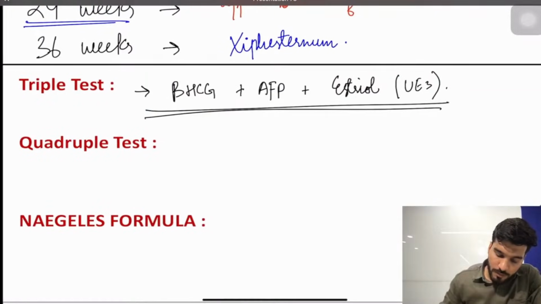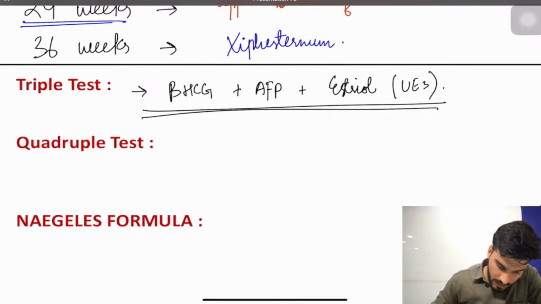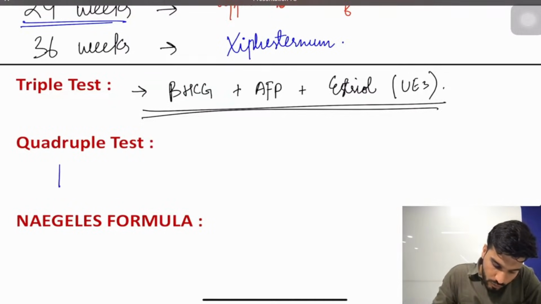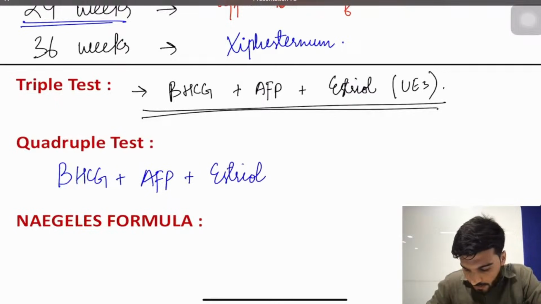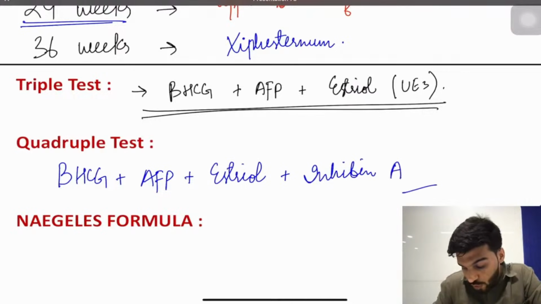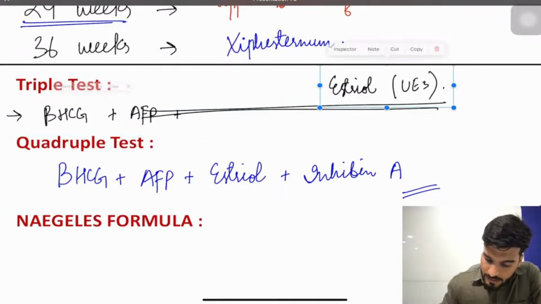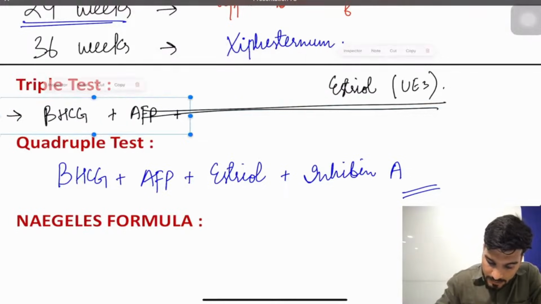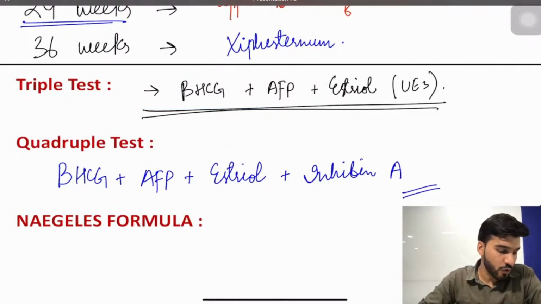Now if you talk about the quadruple test, we have four things: the triple test plus inhibin A. So what will come in the quadruple test? Beta HCG plus alpha fetoprotein plus estriol plus inhibin A. It is not inhibin B, it is inhibin A, which is the answer. Is that clear to everyone? Yes, triple test and quadruple test.